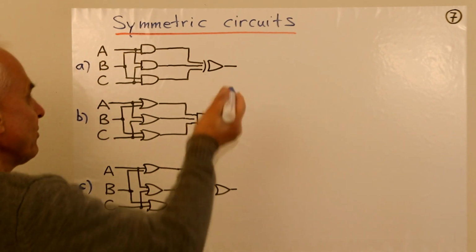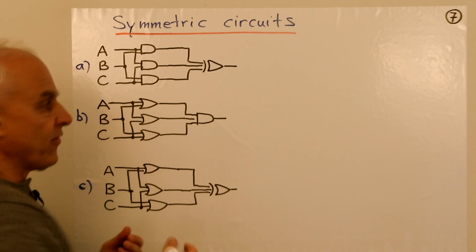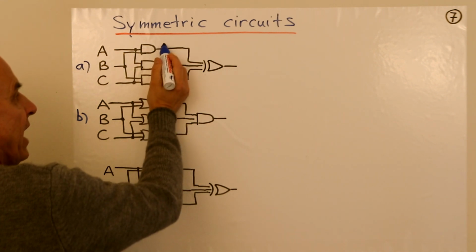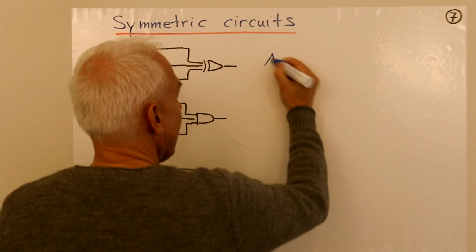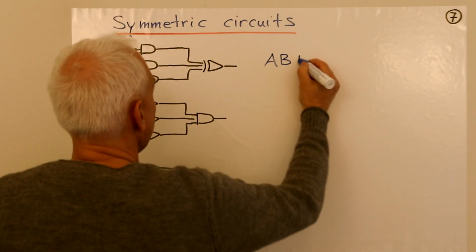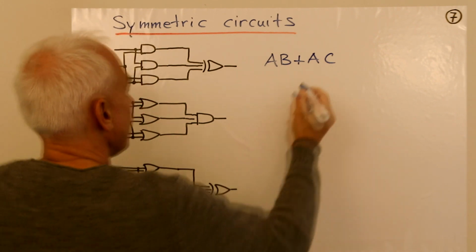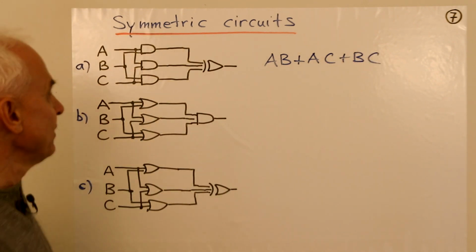So what is the result of this thing? Well, it's an XOR. XOR is plus. And the output here is just the product AB, because it's an AND gate. So what we're getting here is AB, that one. This one here would be AC. And the last one is BC. So that's the output of that expression.